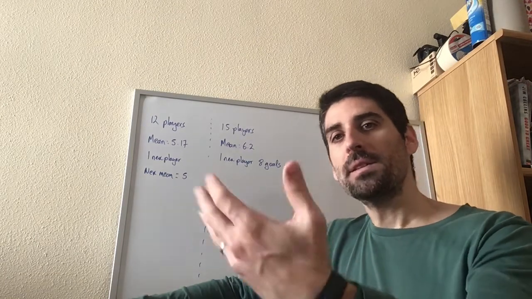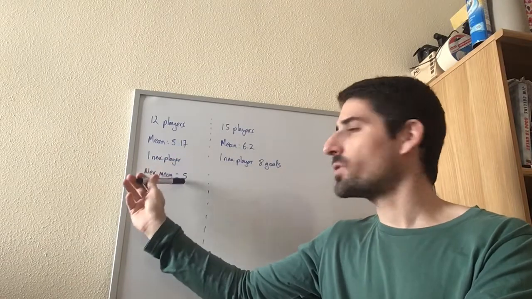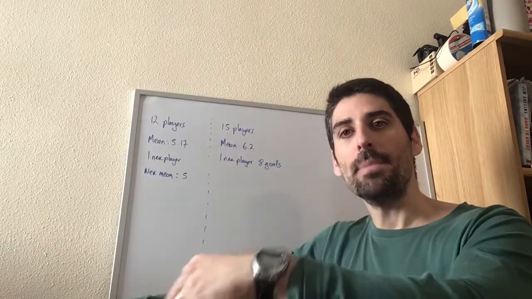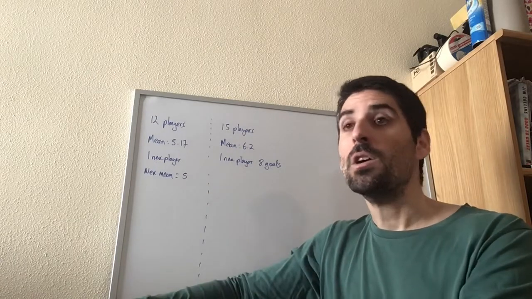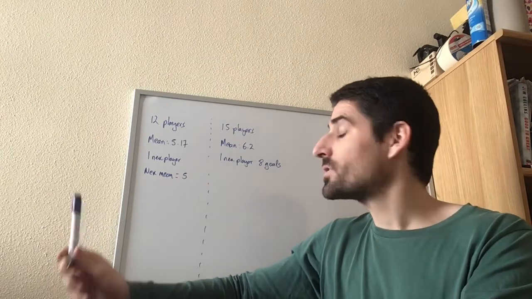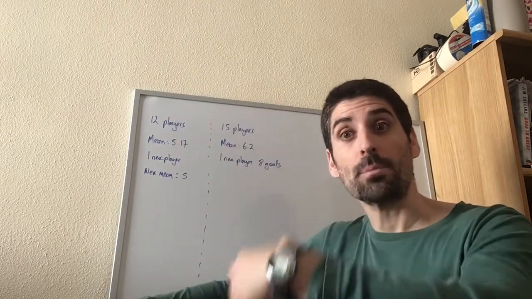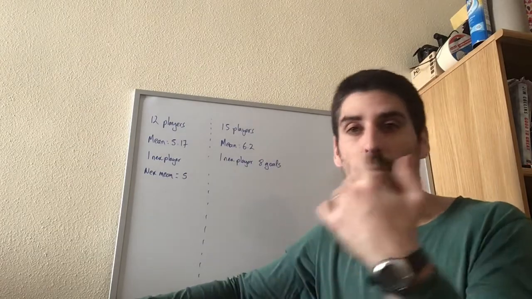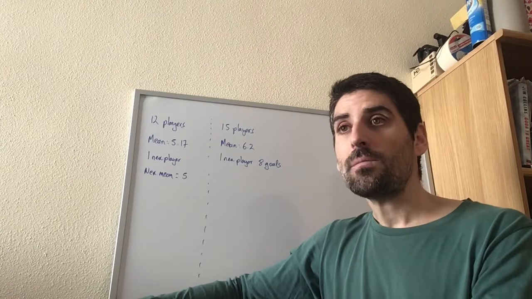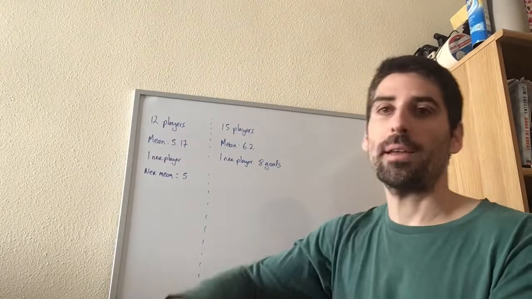So the first thing you need to notice is that the mean has gone down. This new player, as I've added him to the team, the mean number of goals has gone down. So automatically you need to think that that player must have scored less than 5.17 goals because he has brought the average down. So that's one thing to bear in mind.